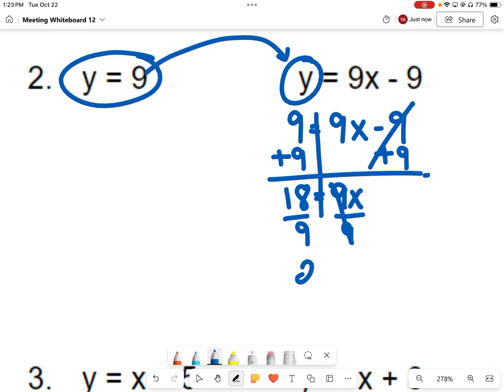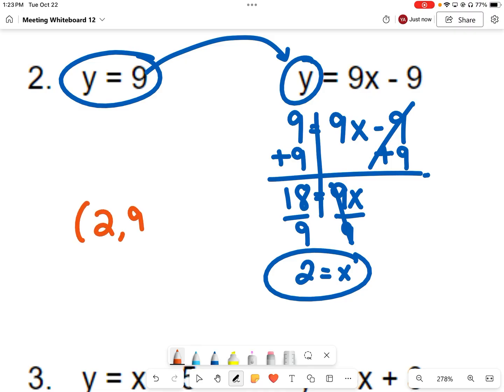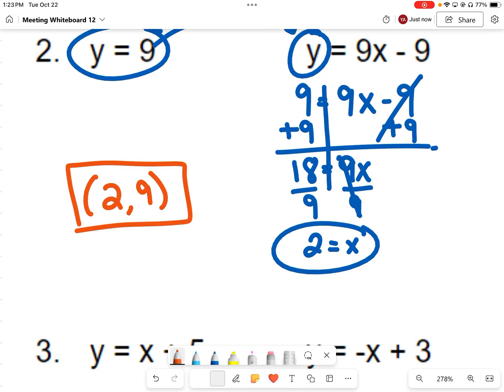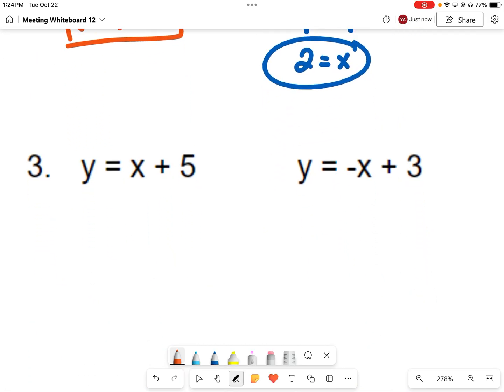So 18 divided by 9 is 2. So 2 equals x. But our final answer has to be written as a coordinate pair, x comma y. So x is 2, y is 9. Okay, so far not so bad. All right, let's look at the next one.